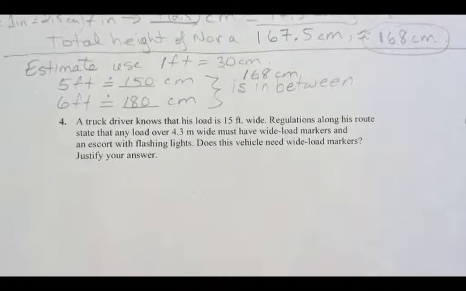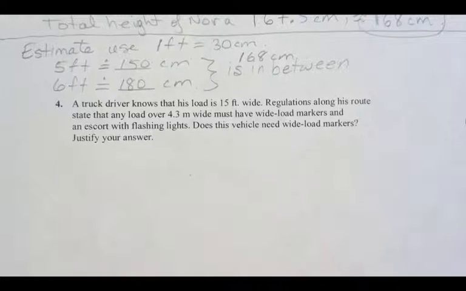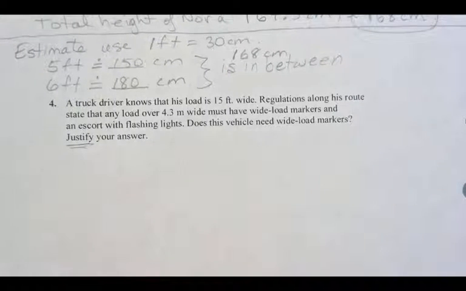And the last question here, it says, a truck driver knows that his load is 15 feet wide. Regulations along his route state that any load over 4.3 meters wide must have wide load markers and an escort with flashing lights. So does this vehicle need wide load markers? And you have to justify your answer. So you need to show some math that proves your answer, that makes your answer more believable, okay? So that's what justify means, making sure that you have some math to support what you're saying.